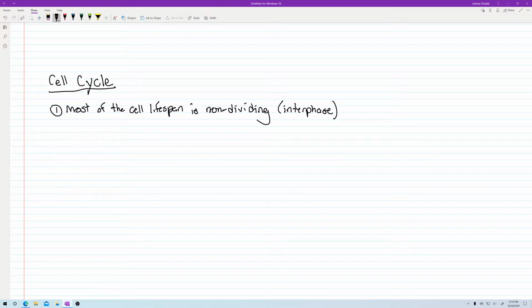Okay, so the somatic cells, the body cells, if they're going to divide, they have 3 stages of cell division. Okay, the first one, part 1, is DNA replication.